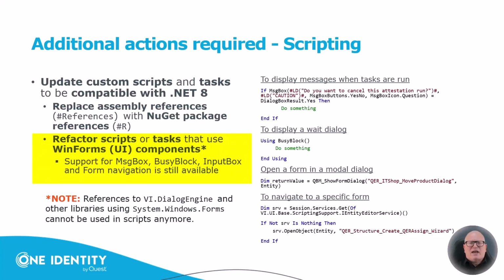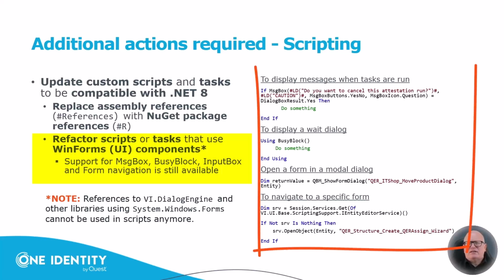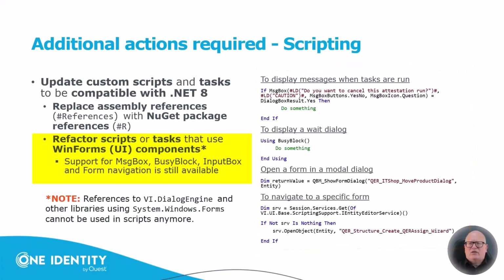Another thing is that used WinForm components in scripts, for example, something like message boxes, busy blocks, input boxes, all of that stuff which is WinForm related needs to be converted as well. This is what you can see at the end on the right-hand side of the slide. You see that the handling of these different things is now a little bit different. To know is that anything that refers to VI dialog engine or system.windows.forms is not supported any longer.